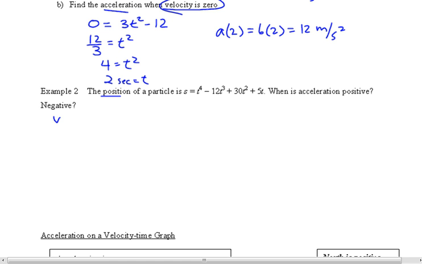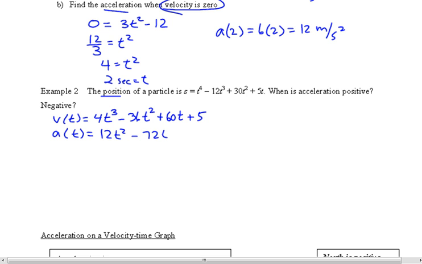Okay, so velocity, the derivative of our position, 4t cubed minus 12 times 3 is 36, plus 60t plus 5. And then you derive it again to get your acceleration. It's going to be awesome. 12t squared minus 72t plus 60. We can factor 12 out. Okay, why do I want to factor this?